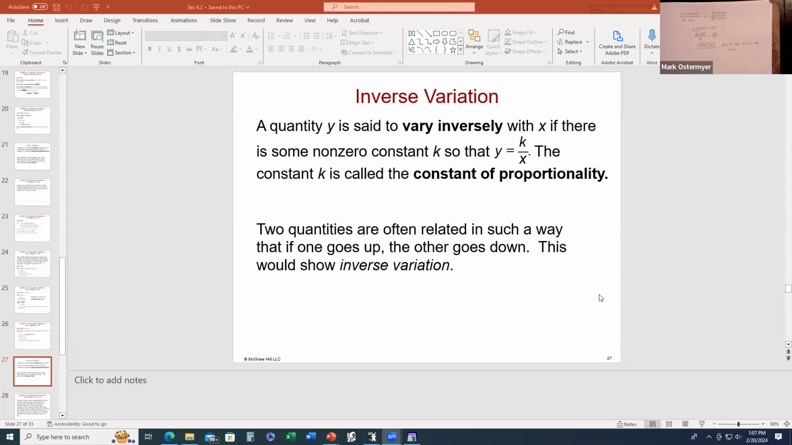Can anybody think of another example for us now in light of that example? An inverse variation. Any sort of inverse variation in the real world that exists between two variables.